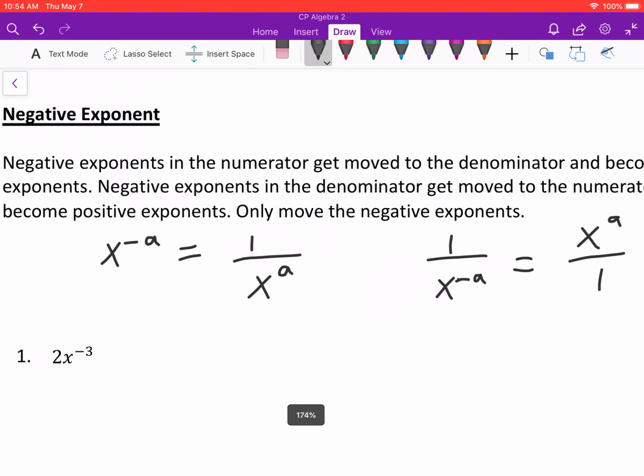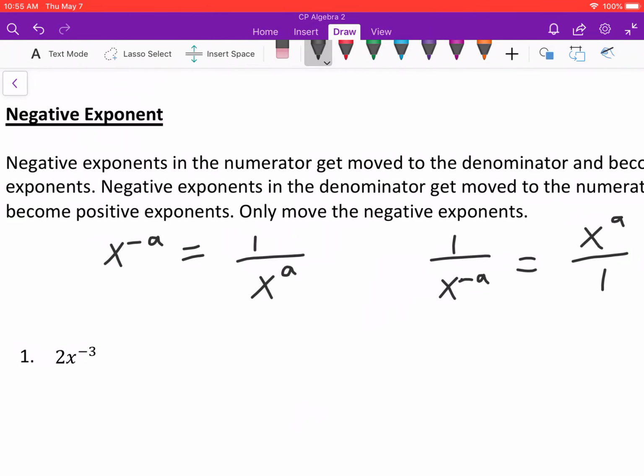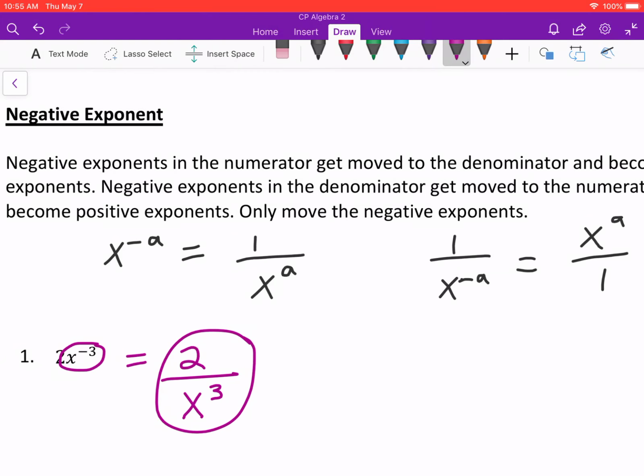So number 1 here, we have 2x to the negative 3. If we look, that negative exponent is only on the x, so I'm only moving that x to the negative 3. So 2 stays in my numerator, and the x goes in the denominator, and that's going to become positive 3. There's nothing else I can simplify here, so that is going to be my final answer. So basically, we just want to get it to a point where we don't have a negative exponent anymore, and everything in the fraction that can be simplified is simplified.